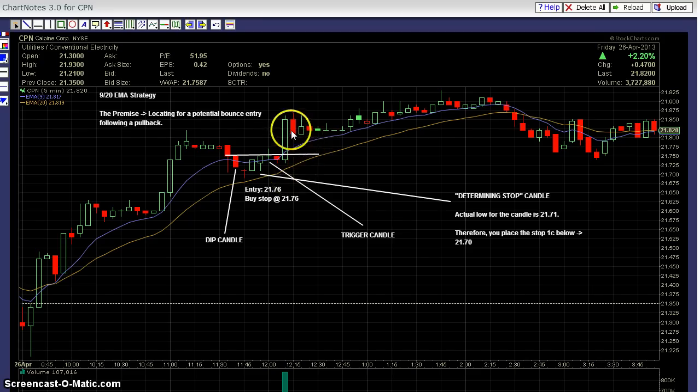So maybe you want to take half off when you're 12 cents above the entry, or maybe you want to take the whole thing off at 12 cents, because then you risked 6 cents and your reward was 12.